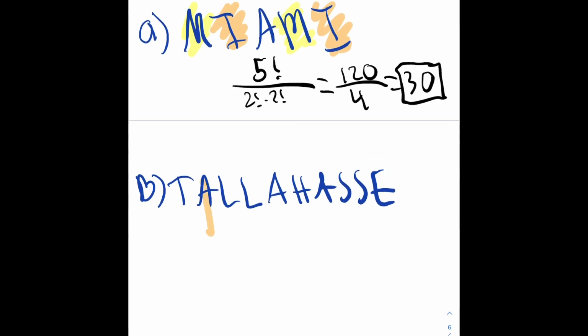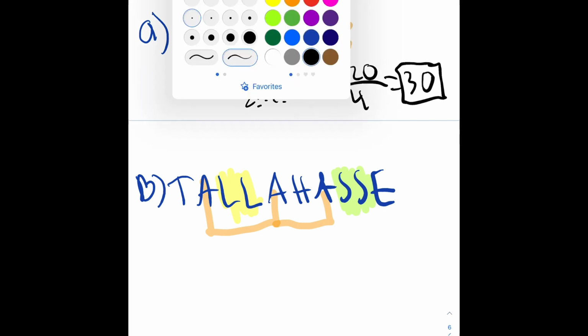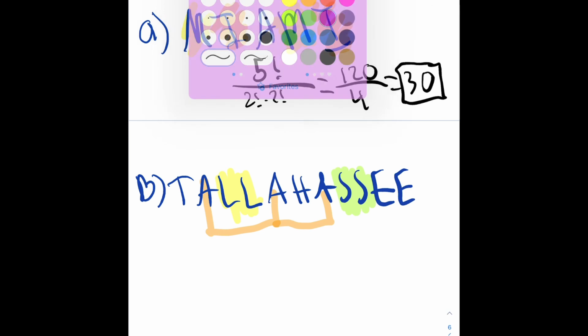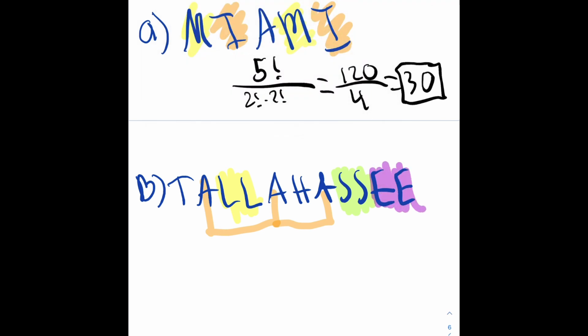And let's see here. In Tallahassee we've got 3 A's, 2 L's, and 2 S's, it looks like. And I didn't even spell Tallahassee right. There's actually another E on the bottom. Wow. So we have 2 more of those. So I have a total of 11 letters.